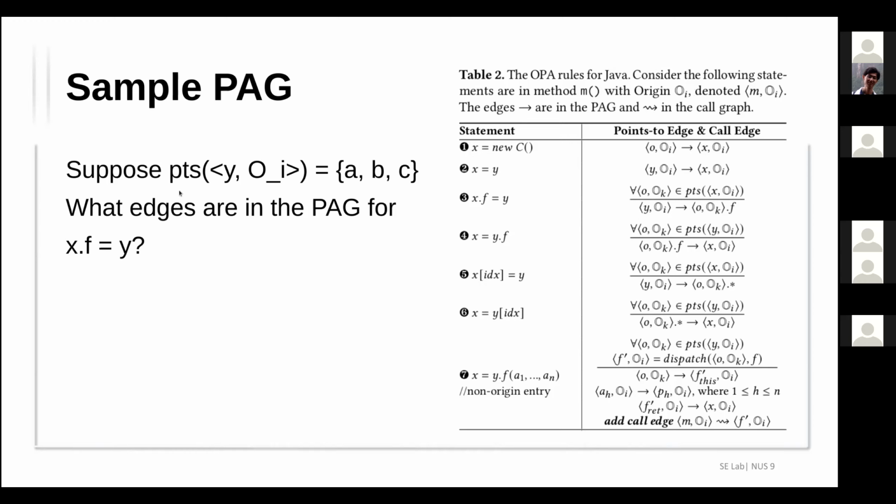Take, for example, this case where our points-to set for y is A, B, C. What edges will be created when we see this line, x.f equals y? It is simple. Does anyone want to volunteer?